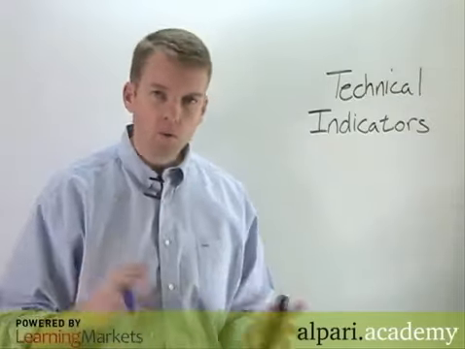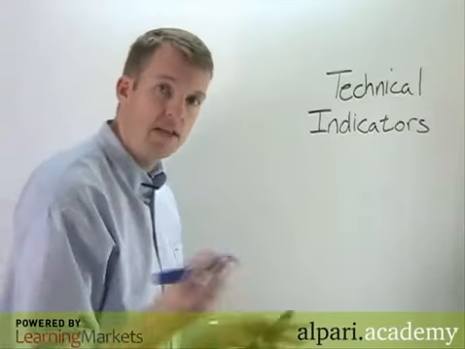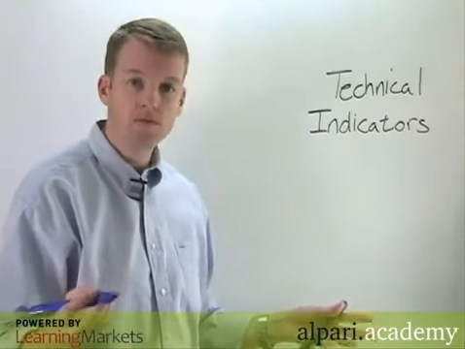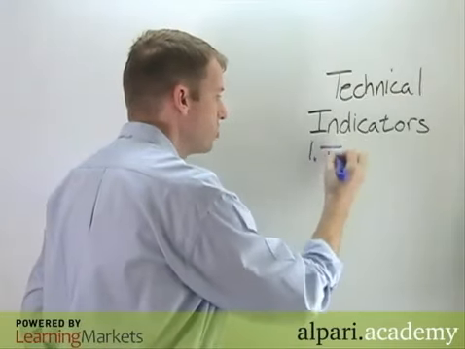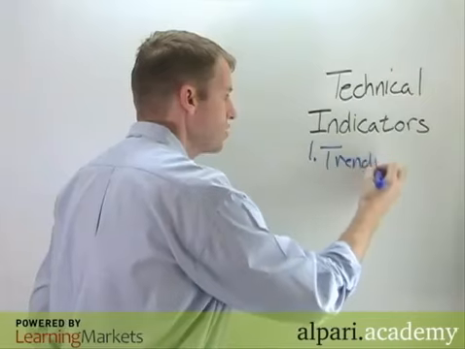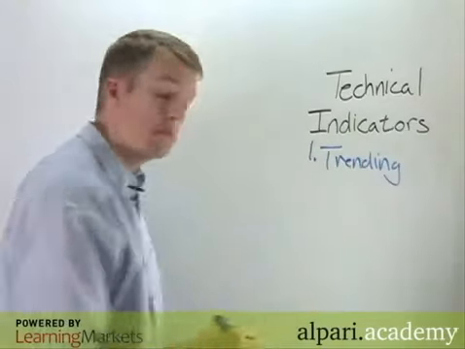But let's take a look at, well, what are technical indicators? They fall into basically one of two categories, or most of them do anyway. The first category are trending indicators. Now, trending indicators include things like moving averages.